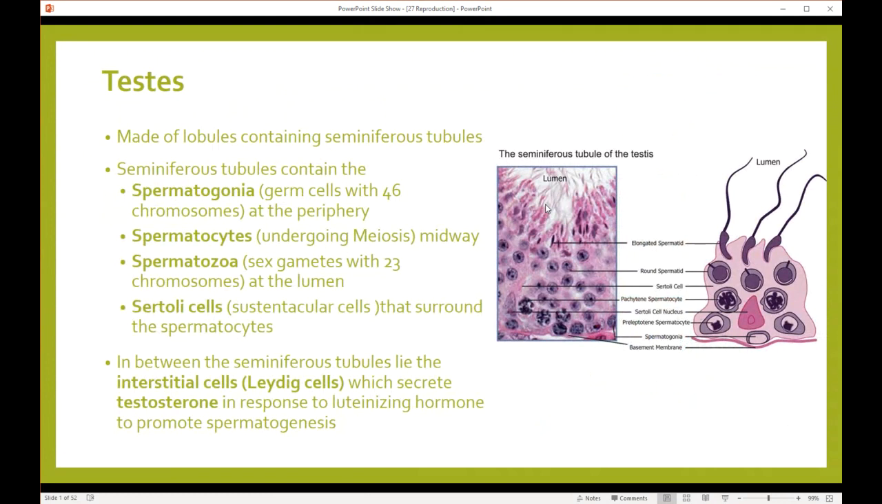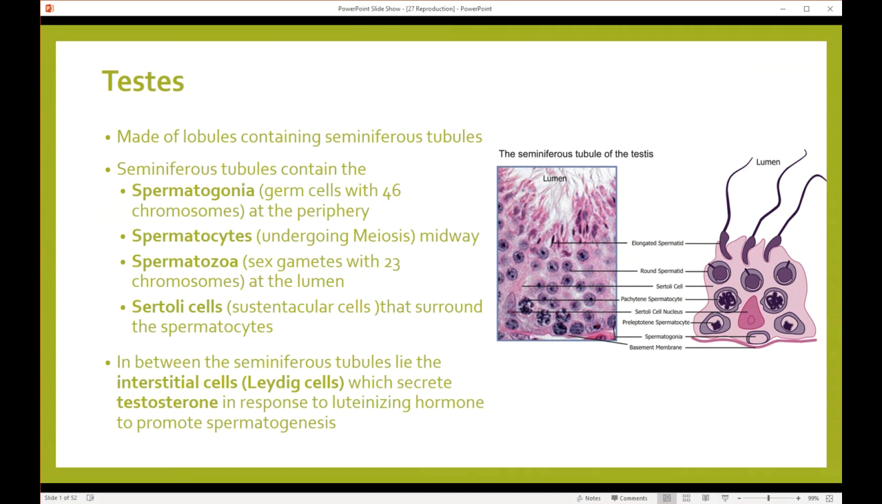So the testes themselves are made of lobules, and those lobules contain those seminiferous tubules inside of them. The seminiferous tubules are going to contain the spermatogonia. Remember, spermatogonia are stem cells, and they have 46 chromosomes. The spermatocytes are undergoing meiosis. Remember, they've completed meiosis 1. The spermatozoa are the sex gametes. They have 23 chromosomes. And then the Sertoli cells are actually supportive cells. They surround the spermatocytes. Then in between the seminiferous tubules, you're going to see the interstitial cells.